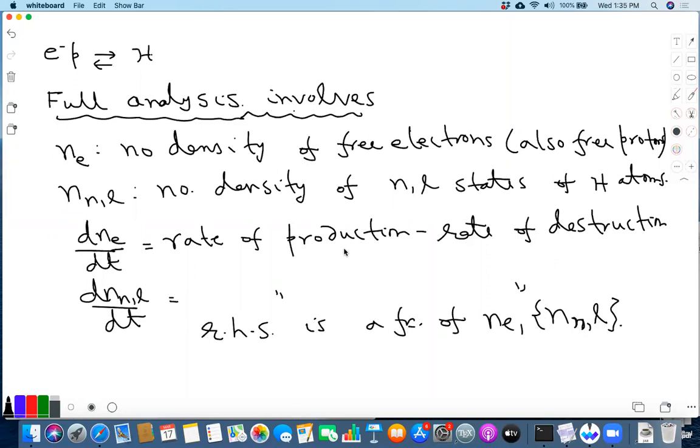Because you can calculate the rate of production if you know the densities of various kinds of particles which are present. Similarly, the rate of destruction if you know the densities of various kinds of particles that are present. So you set up the differential equation. So this gives you coupled differential equations. And you can put the boundary condition.